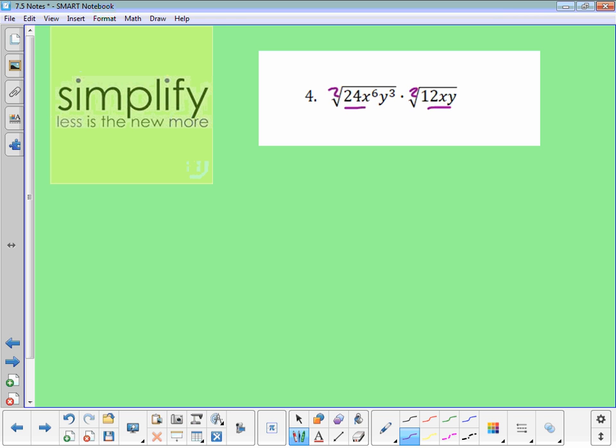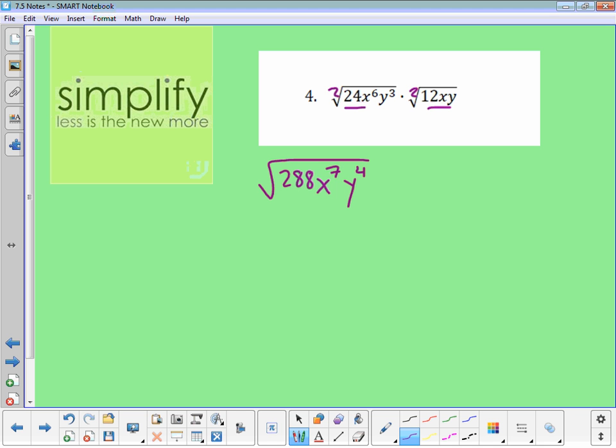For the number part, I have 24 times 12, and when I plug that into my calculator, 24 times 12 ends up being 288. If I take x to the 6th and multiply by x, that means I have x to the 7th. And if I take y to the 3rd and multiply by y, that means I have y to the 4th. Okay, so that's the radical combined. I took those 2 radicals, put them together since they had the same index.